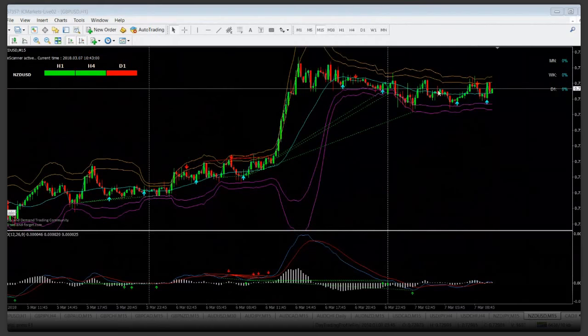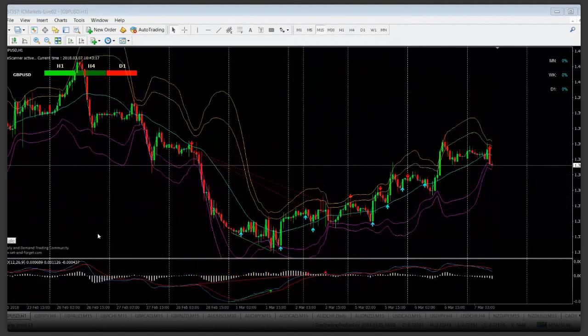Kiwi dollar looking okay. CAD, what's the CAD doing? You don't really need to look at that. You just let that play out over the next couple of days. Kiwi USD is a trade we're in at the minute, and the British pound USD we're in at the minute. One's a buy and one's a sell.